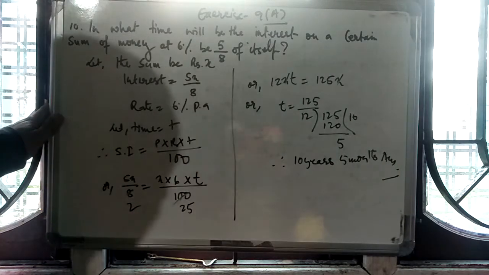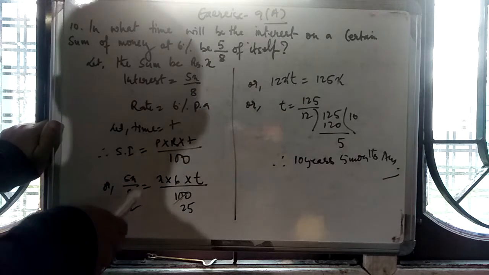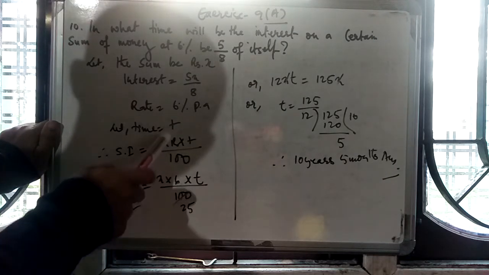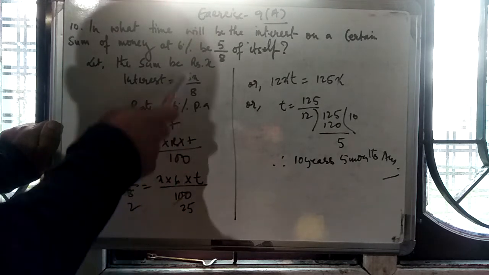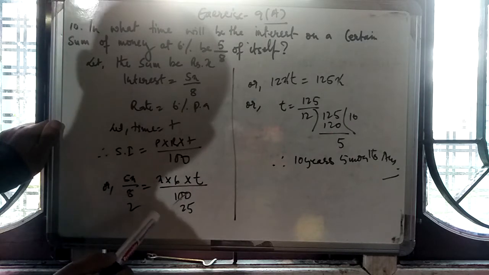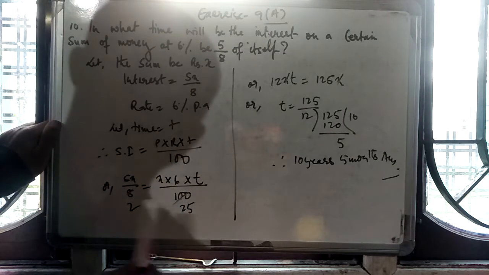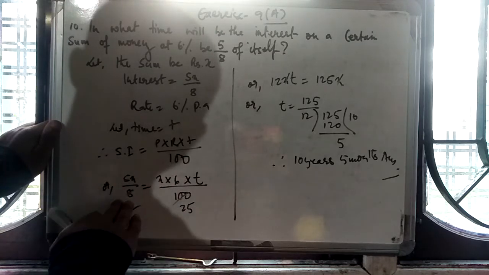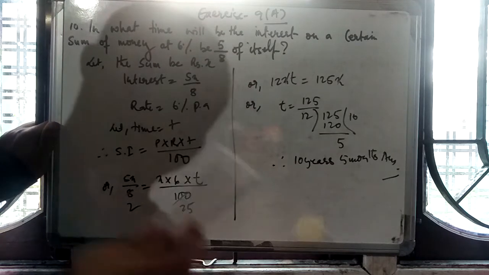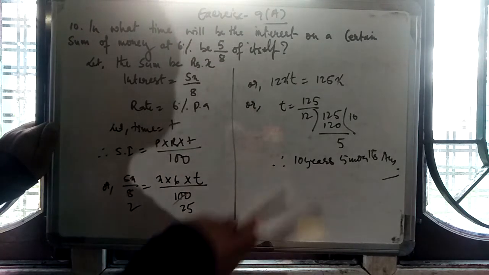5x by 8 is given as the simple interest, the principal is x, the rate is 6, and the time is t by 100. Now we can cancel crosswise, numerator with denominator, if they are divisible by the same table. So 4 2s are 8, and 4 25s are 100.